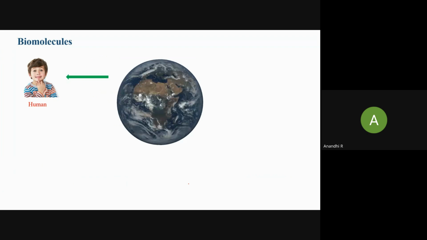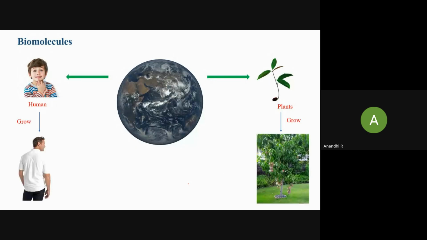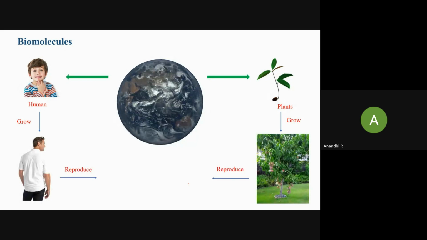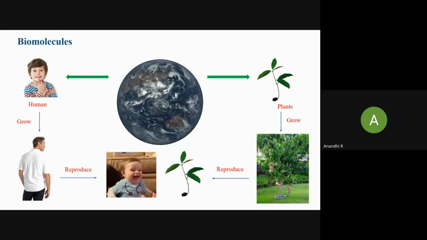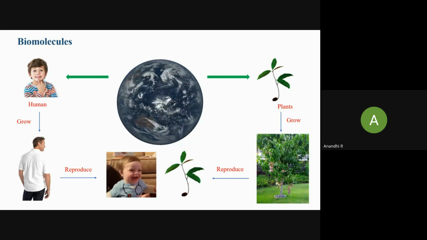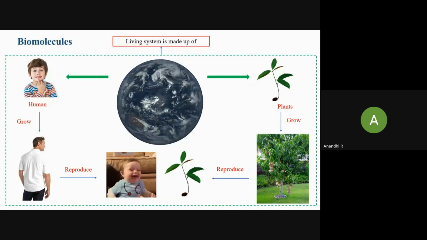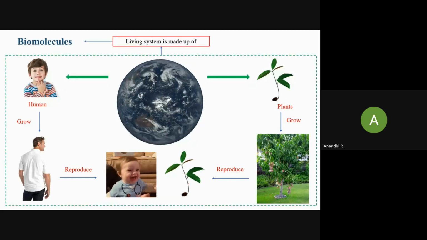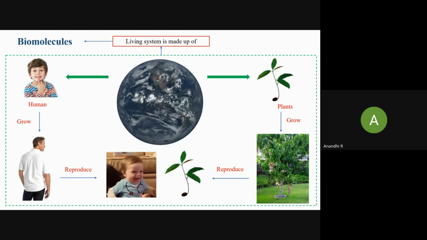The whole earth is made up of humans and plants. Humans grow and plants also grow. And after growing, they reproduce and give birth to their newborns. So the whole living system is made up of biomolecules.